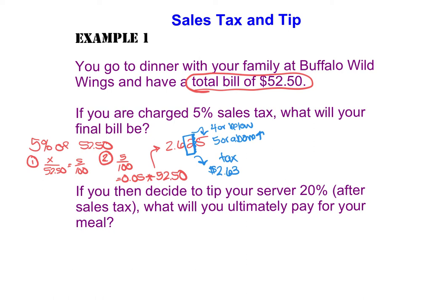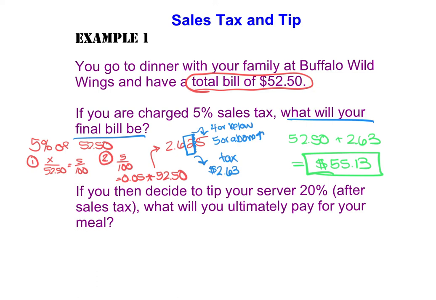So that's our tax. But the question here isn't what is the tax going to be. The question is, what will your final bill be? So that means the amount we paid plus our tax. So we can take $52.50, which is our bill without tax, add on $2.63, and we find that our total with tax is going to be $55.13.